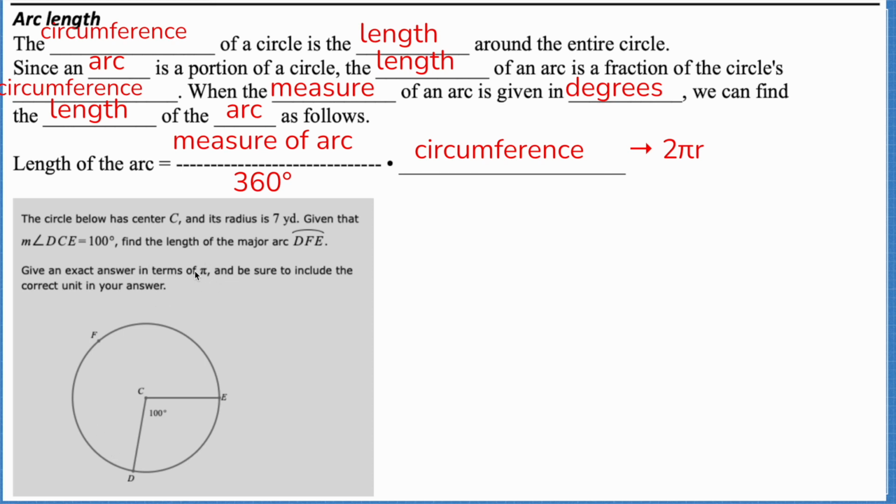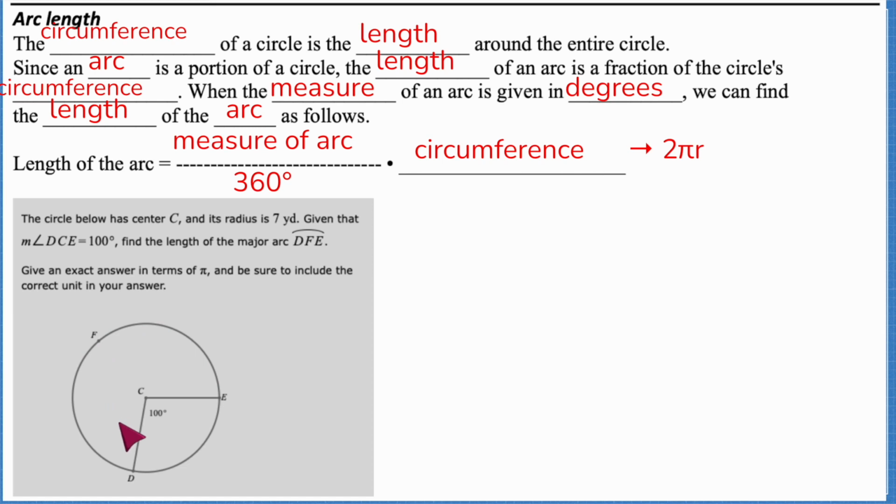So they don't want us to use 3.14 for pi or even type pi into our calculator. Pi is going to be part of our answer. We're just going to leave it pi. And because they're saying be sure to include the correct unit in your answer, you're going to have to click on the correct one. We can even think about this ahead of time. Because we're looking for a length, it's just going to be yards, not yards squared or yards cubed, just yards. It's just a length.